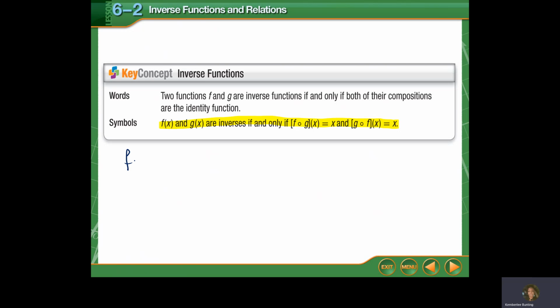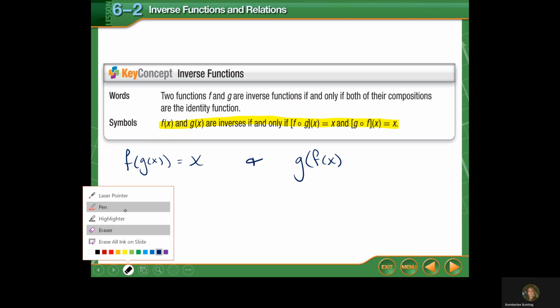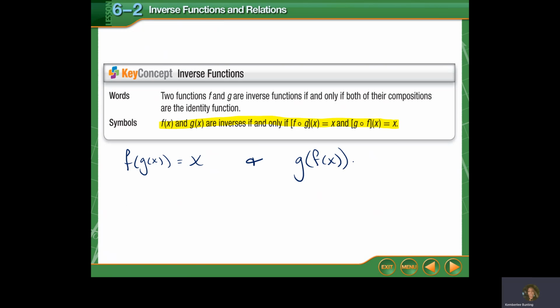So essentially, f of g of x is equal to x and g of f of x equals x. They both have to be equal to x.